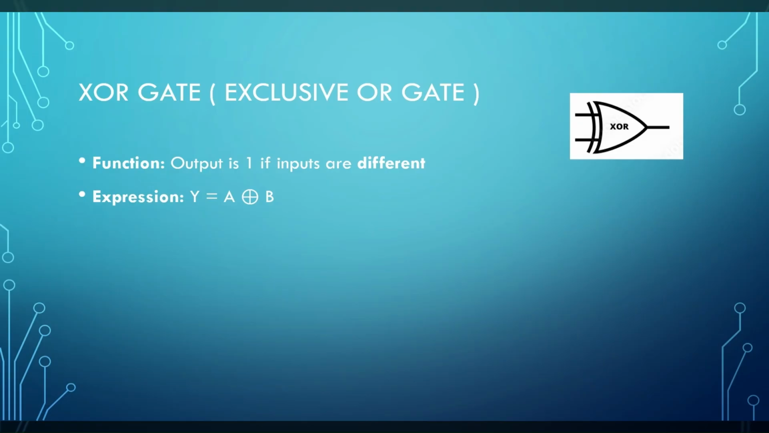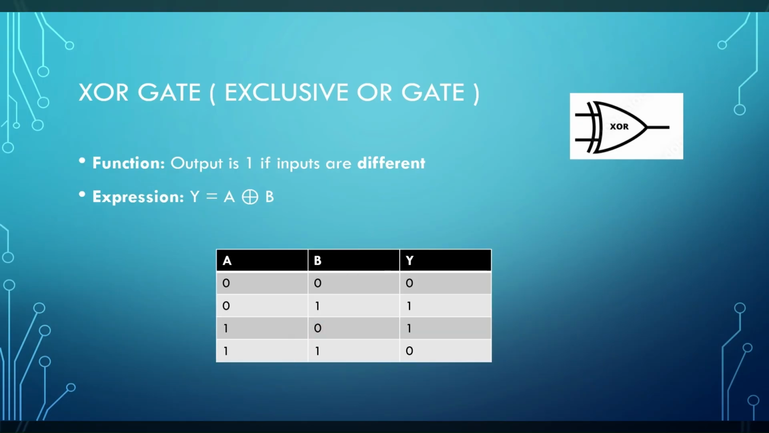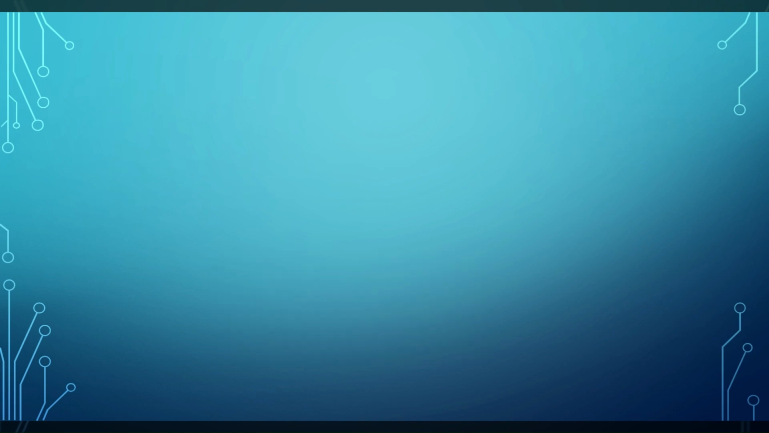And for the truth table, you can see that in the first row, when both the inputs are the same, that is 0, we get the output as 0. In the second row, when one input is 0 and the other one is 1, the output is 1. In the third row again, when one input is 1 and the other is 0, we get the output as 1. And when both the inputs are the same in the last row, we get the output as 0. So XOR gate is basically giving us output 1 when both the inputs are different.